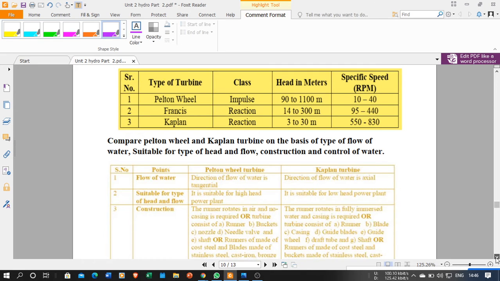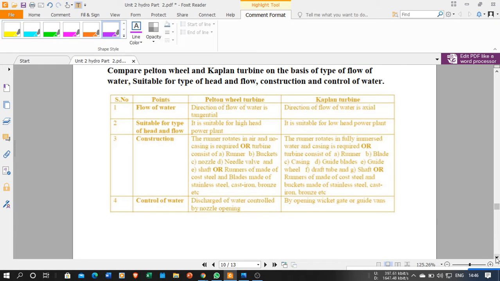Now, if I want to compare these turbines, basically the Pelton wheel and the Kaplan turbine, the Francis turbine and the Pelton wheel turbine, we need to do a comparison. In that case, they are compared on certain parameters. The first parameter is the flow of water. In the case of the Pelton wheel turbine, the direction of flow of water is tangential. And in the case of the Kaplan turbine, the direction of flow of water is axial.